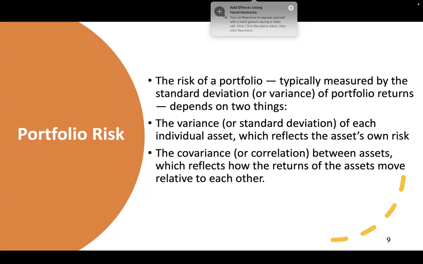But in that case, when you are managing a portfolio, you don't care about one specific stock. You care about the whole portfolio's risk. So number two thing that impacts the portfolio's risk is the covariance or correlation between different assets that you have. Correlation reflects how returns of assets move relative to each other.